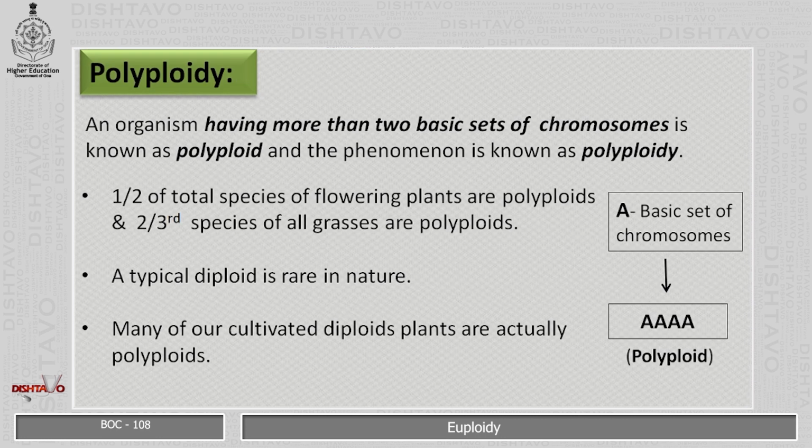Polyploidy. An organism having more than two basic sets of chromosomes is known as polyploid, and the phenomenon is known as polyploidy. Half of total species of flowering plants are polyploids, and two-thirds of species of all grasses are polyploids. A typical diploid is rare in nature. Many of our cultivated diploid plants are actually polyploids.